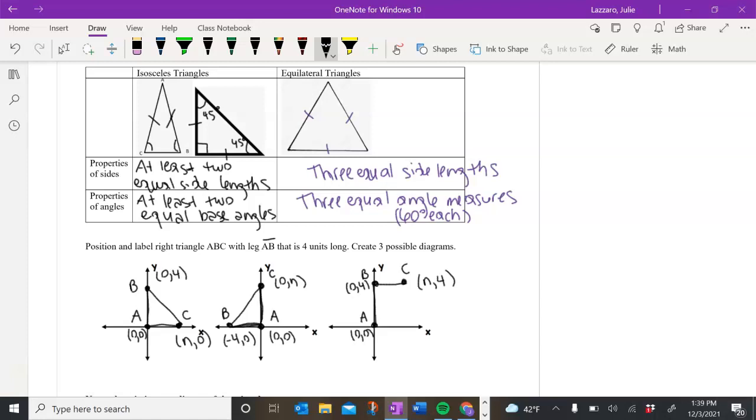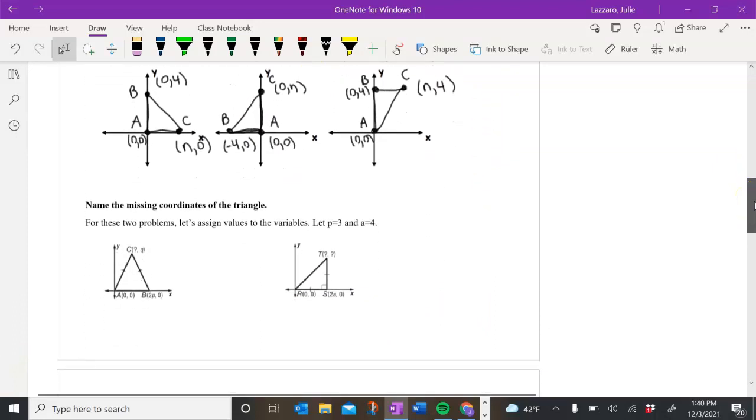So again, B and C have to be level. We know that we have a right triangle here, so it is important that C is at something, comma, 4, so that B and C are at the same height. But it can be anywhere along this line, y equals 4. Okie doke. So here are 4 of the possible diagrams that you could draw if you are positioning triangle ABC with leg AB that is 4 units long. That was the key here: 4 units long.